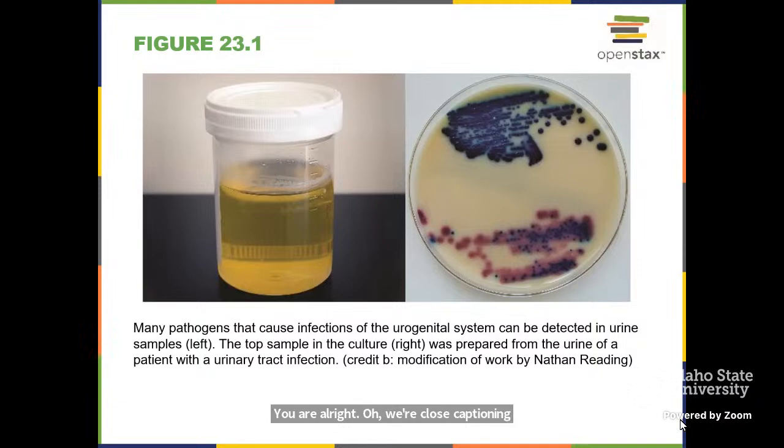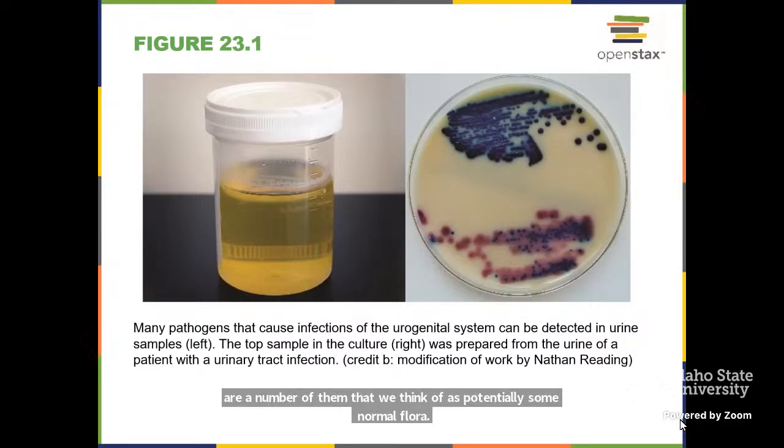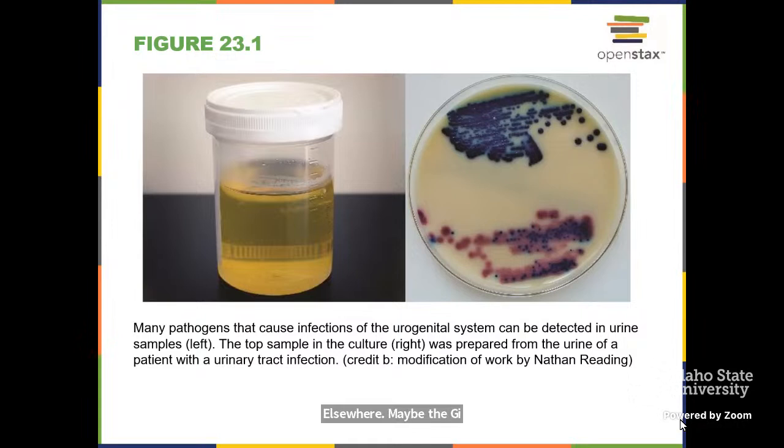Okay, so there are lots of different things that we could think about as some potentials for urinary tract infections. There are a number of them that we think of as potentially some normal flora elsewhere, maybe the GI tract, lending to some of these opportunities. Oftentimes some common culprits for that.